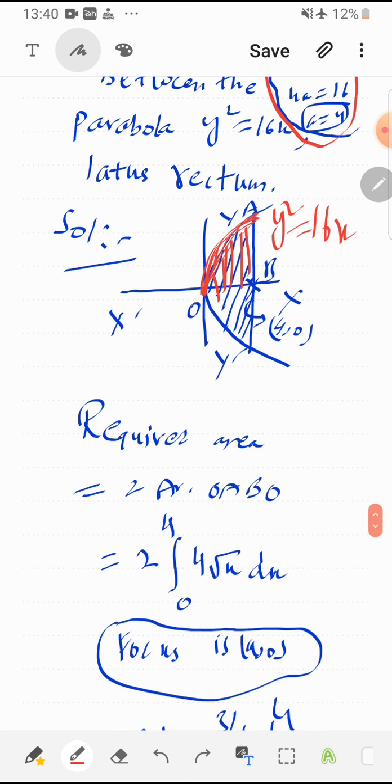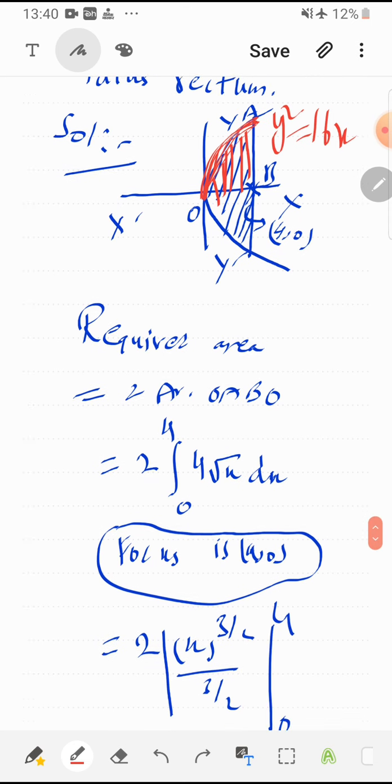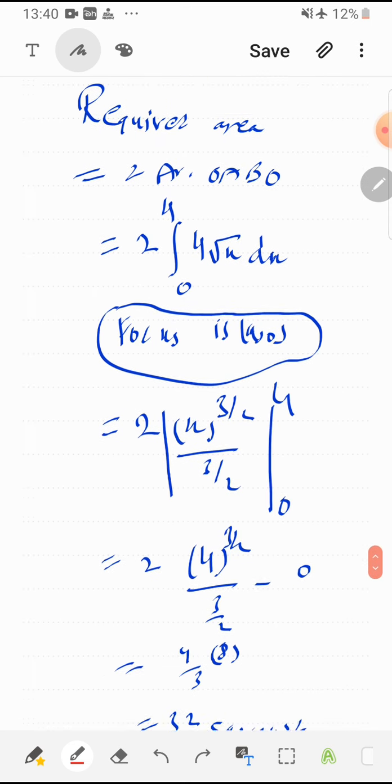So after that it's very easy. So 0 to 4, because the coordinates of focus are 4, 0, and 0 to 4 root x. So after that we can integrate this and we can put in the required values.